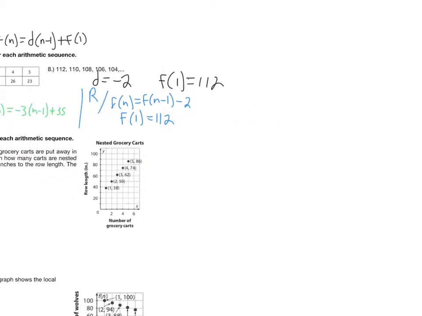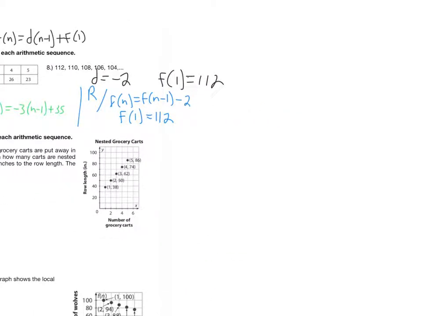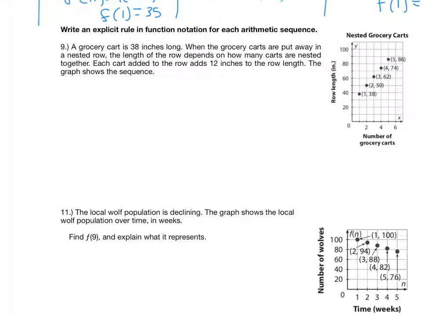And then explicit, I'll do in green. So for explicit, it's going to be f of n equals your common difference, which is -2, times n minus 1, plus your first term, which is 112. You don't need to do anything else with that. You're done. Number 9, it says to write an explicit rule in function notation for each arithmetic sequence.